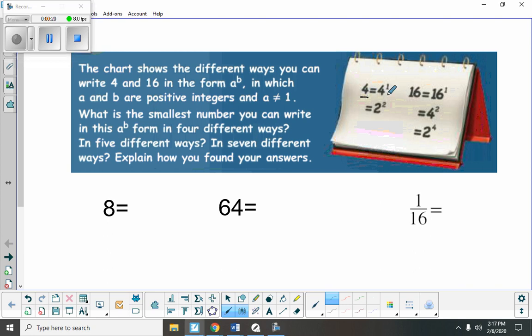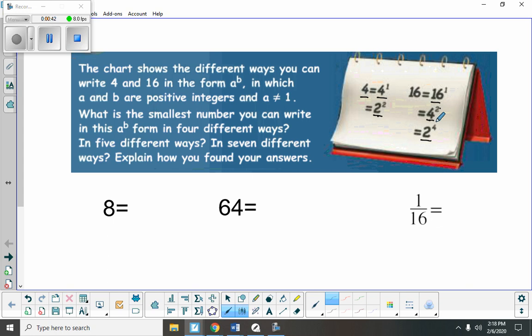Like 4, you could write as 4 to the first power. Or you could write 4 by using a base of 2 and saying it's 2 squared. The number 16, we could write as 16 to the first power. Or we could write with a base of 4, 4 squared. Or we could even write it with a base of 2, 2 to the fourth equals 16.